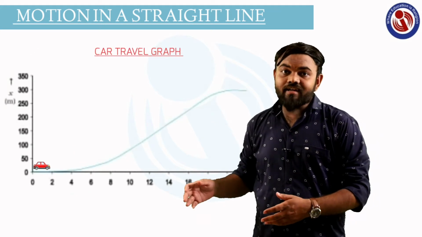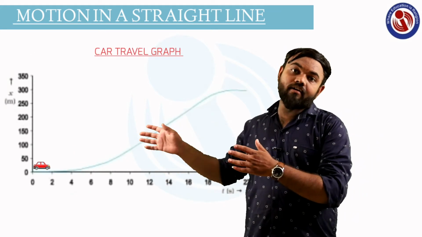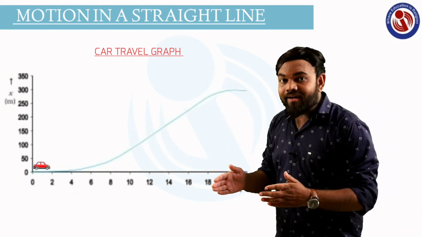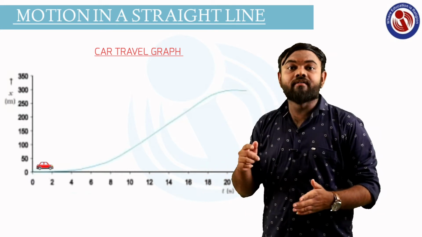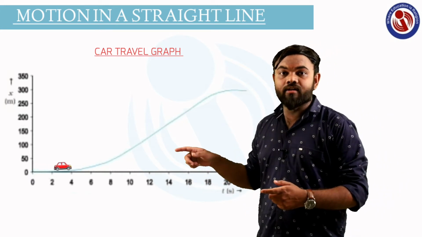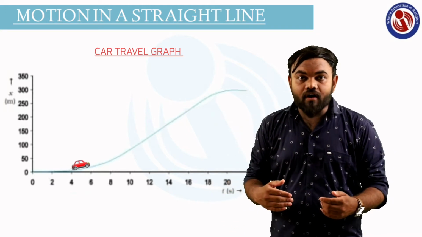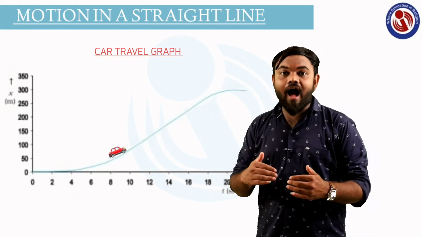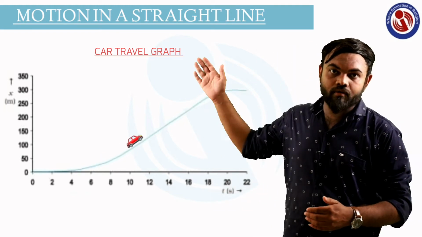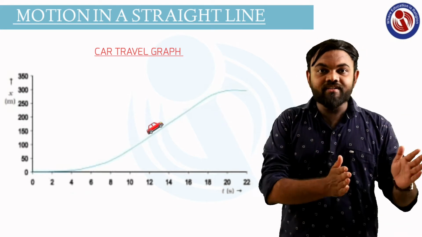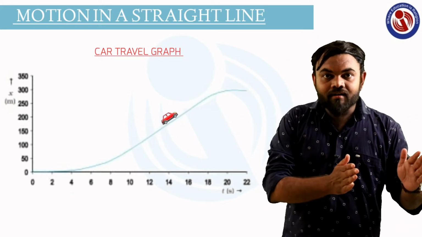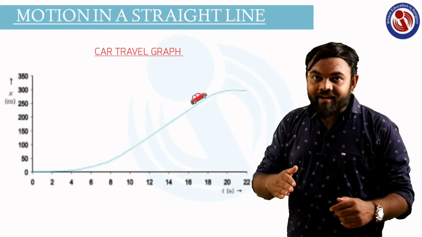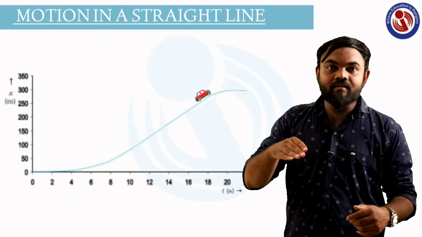Now let us consider a third graph, a car's travel graph with respect to position and time. The car starts from t equal to 0 to t equal to 10 seconds. Then until t equal to 20 seconds, the car is in uniform motion, meaning an equal amount of distance is traveled by the car in equal amounts of time. And then the brake is applied, which means the car is at rest.